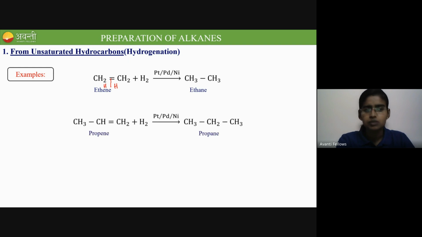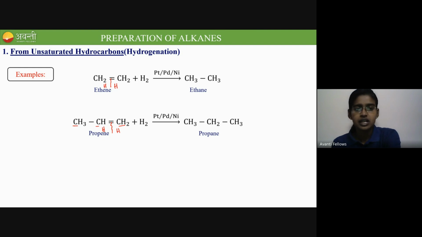So this is one more example. It is a 3 carbon containing alkene, so it is called propene. In propene also we have a double bond, and you break one bond, the pi bond. In a double bond, one is a sigma bond and the other one is a pi bond, right? So you have to break the pi bond and add the hydrogen molecule like this. So you will get propane. Alkane is formed. Got it?